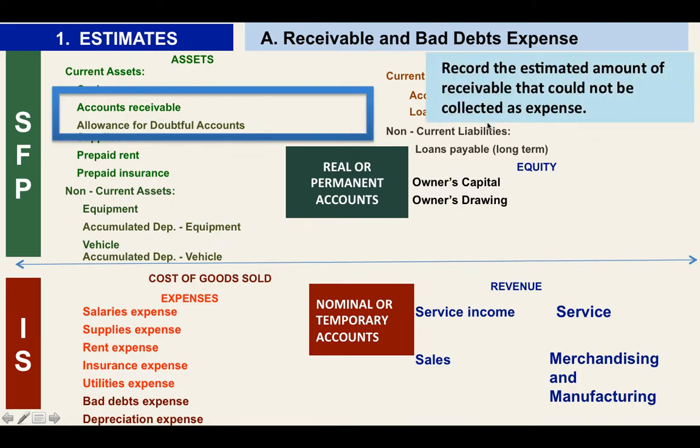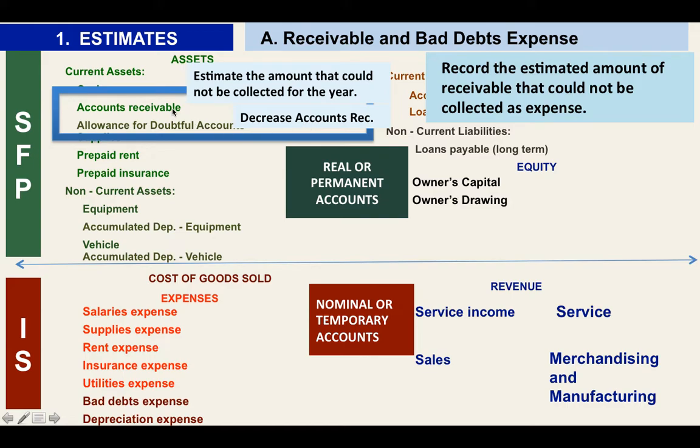So the intention is we will record the estimated amount of receivable that could not be collected as expense. So pag-aralan natin yung receivable. Out of this receivable, magkano ba yung hindi natin makokolekta? So we will estimate the amount that could not be collected for the year. So in this case, yung estimated amount, we will decrease accounts receivable.